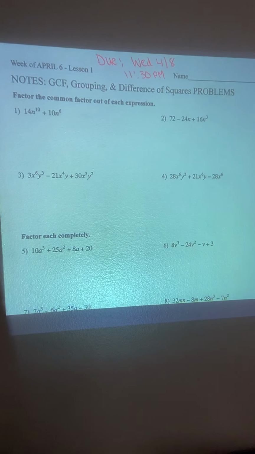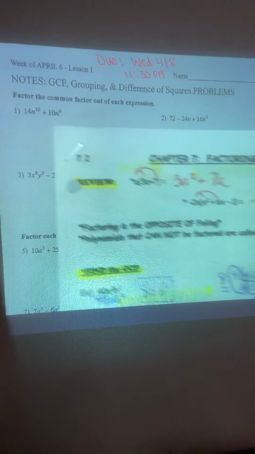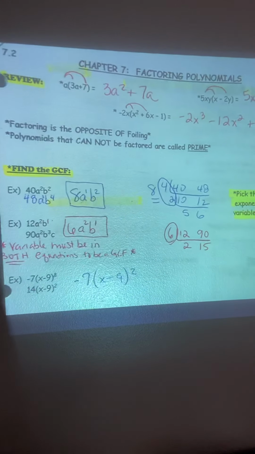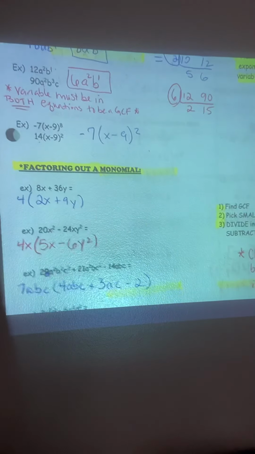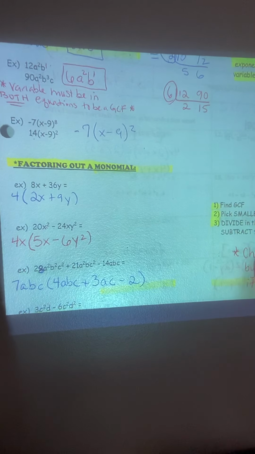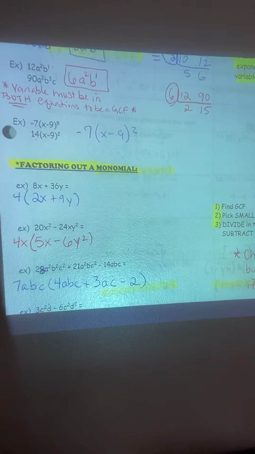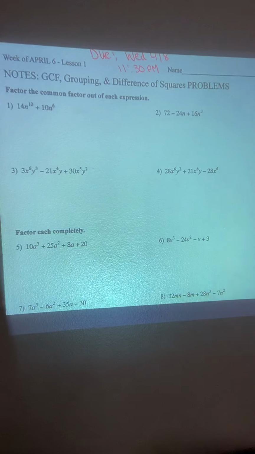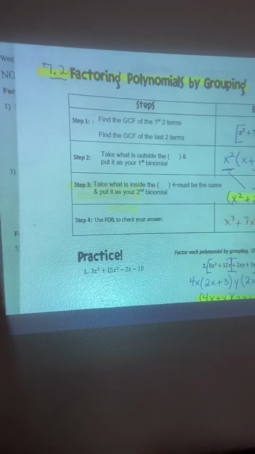Okay, the link below these problems are the completed notes that we did from chapter 7. We're talking about greatest common factor, where we have to find the GCF, pick the smallest exponent, divide in the numbers, subtract the exponents. Those are the first 4 problems. 5, 6, 7, and 8 has to do with grouping. Okay, that's the next page, factor by grouping.